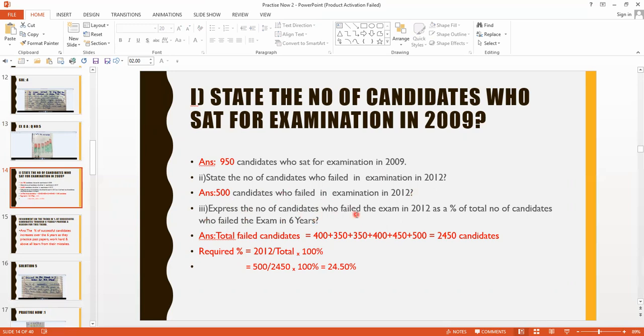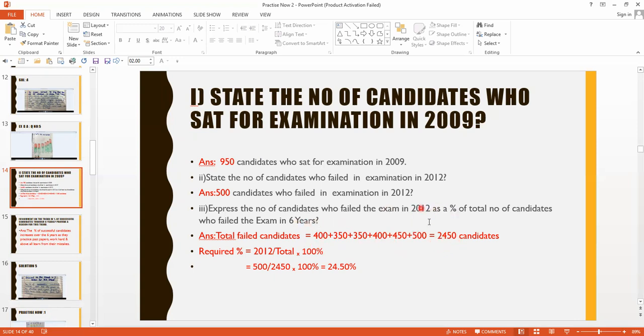Express the number of candidates who failed the exam in 2012 as a percentage of the total number of candidates who failed the exam in 6 years. First, you have to find all the students who failed in 6 years. In the first year, how many students failed? 400, then 350, then 350, again 400, 450 plus 500. So you have to add all the failures. That is equal to 2,450.